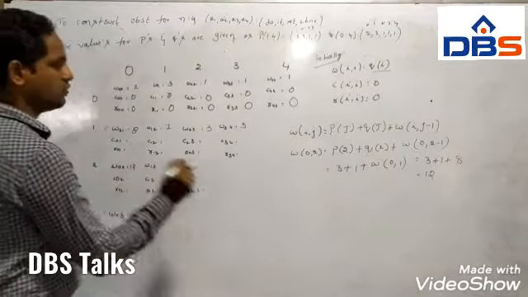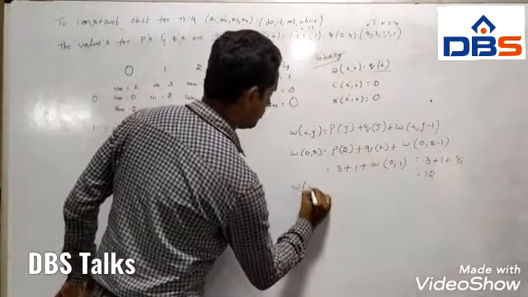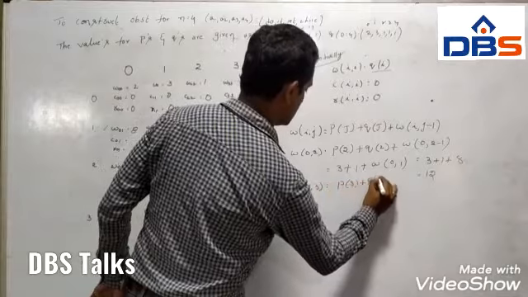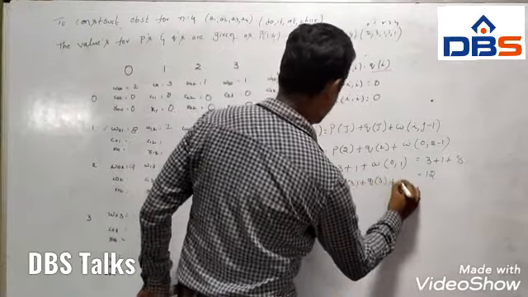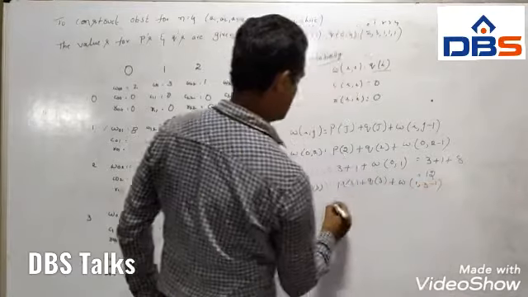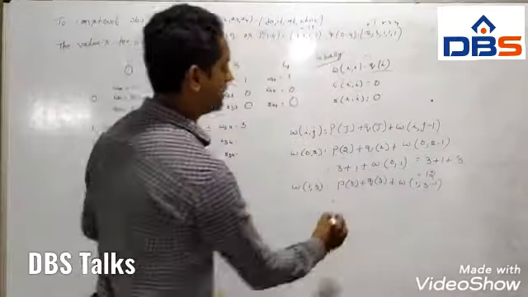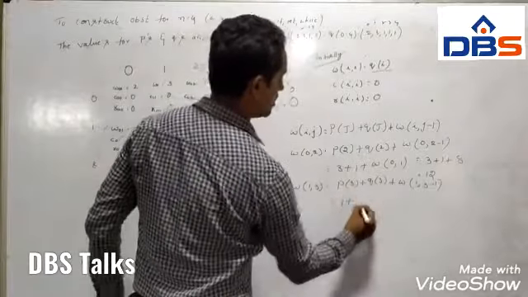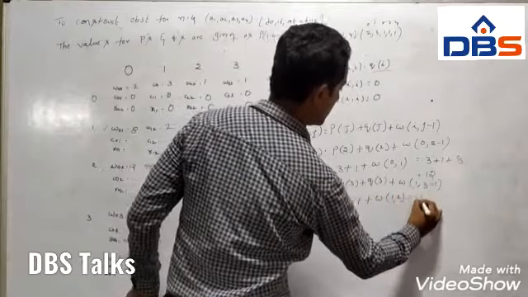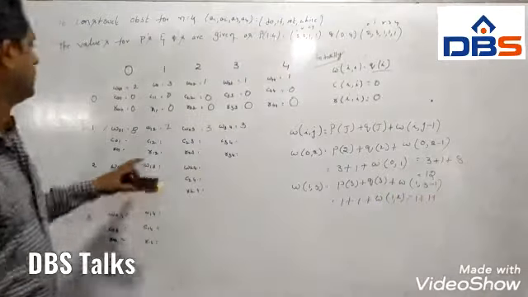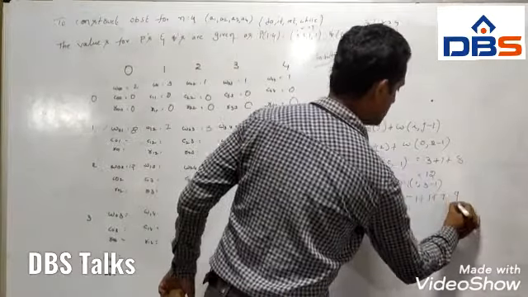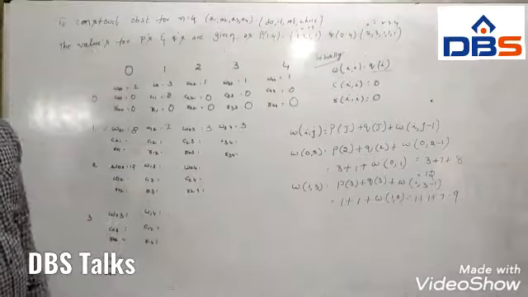Next we consider W13. W of 1 comma 3 equal to P of 3 plus Q of 3 plus W of 1 comma 3 minus 1, that equals P of 3 equal to 1 plus Q of 3 equal to 1 plus W of 1 comma 2, which is 7, that equals 9. Okay.